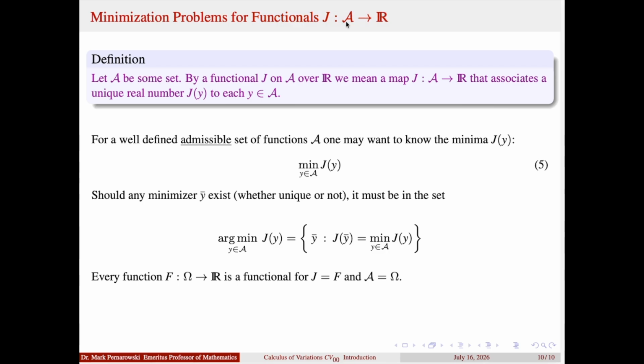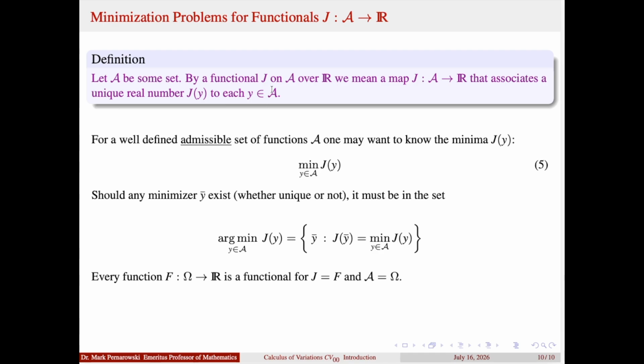So perhaps I could say that A is a collection of shoes of different colors, and if it's red, the value is 1. If it's not red, the value is 0. That defines a functional on the set of colored shoes. We're not going to be using that kind of a set A, but that just illustrates how general this can be. So a functional is a mapping from A to R. It associates a unique real number, J of y, to each y that is in the set A.